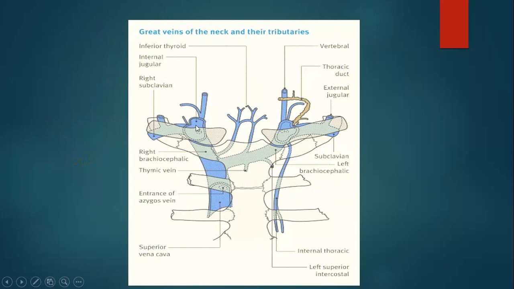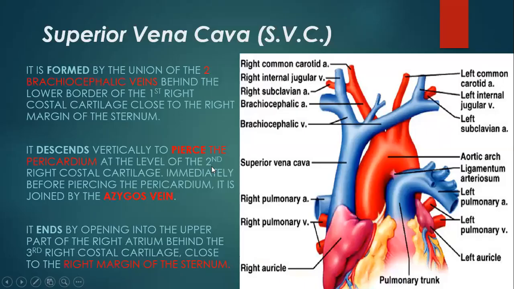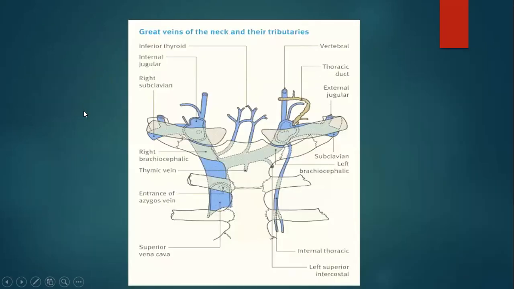So this is the formation and the beginning of the superior vena cava. If you see here, this is the right brachiocephalic vein, and from here there is the left brachiocephalic vein. So the joining of the right brachiocephalic vein with the left forms the superior vena cava, and the superior vena cava begins from the first right costal cartilage. What you are seeing is the first costal cartilage, and just behind that is the beginning of the superior vena cava.